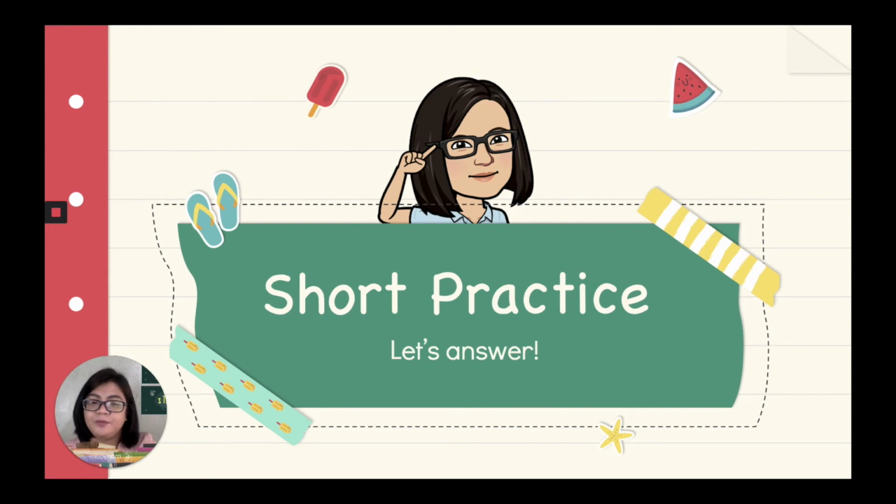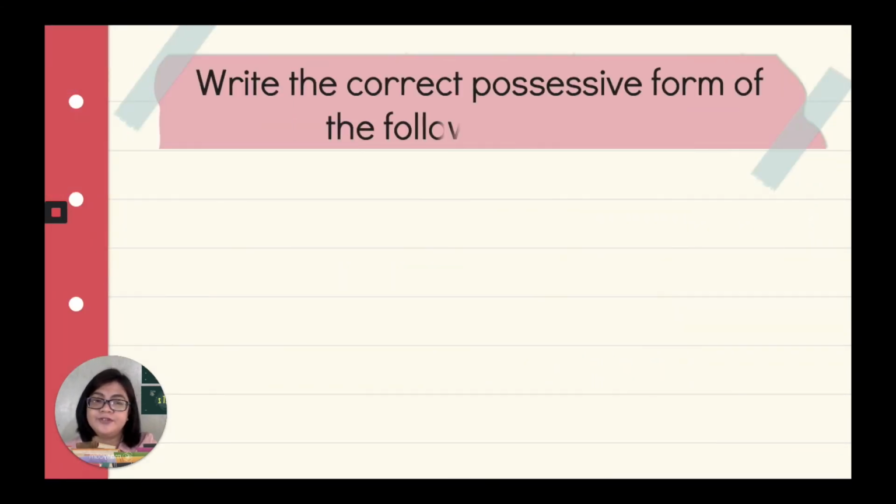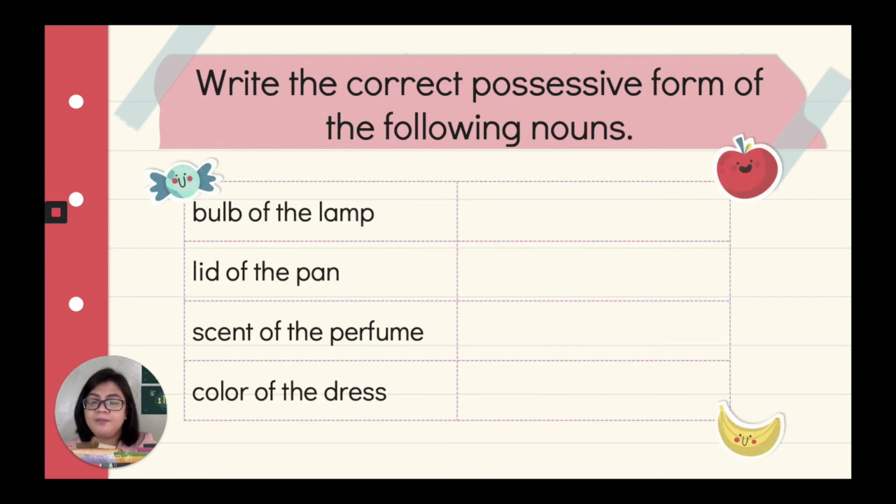Let's have a short practice. You have to write the correct possessive form of the following nouns: bulb of the lamp, lid of the pan, scent of the perfume, color of the dress. All of these nouns are non-living things. So how do you change them from noun phrases to possessive form of nouns? Okay, so just copy them.